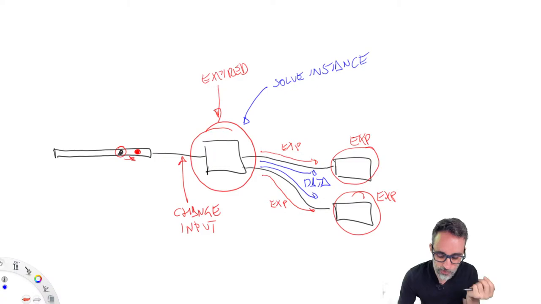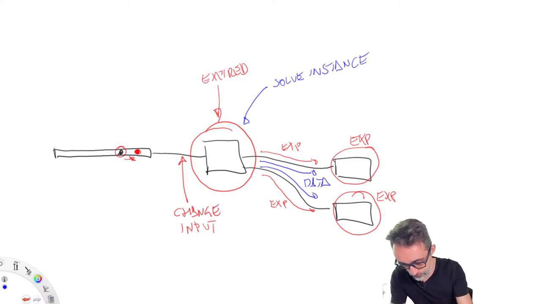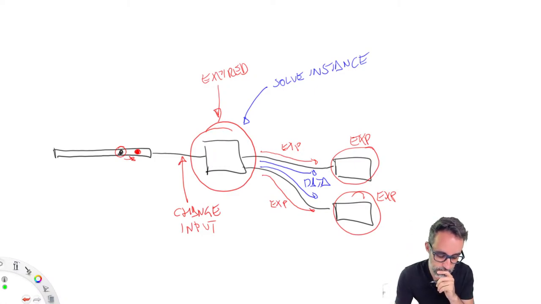So then what do we want? What we want is for the component to not expire anything downstream, solve the instance, and if something has changed, then that's when we expire the solution. And I'm going to explain that with the green, I think.